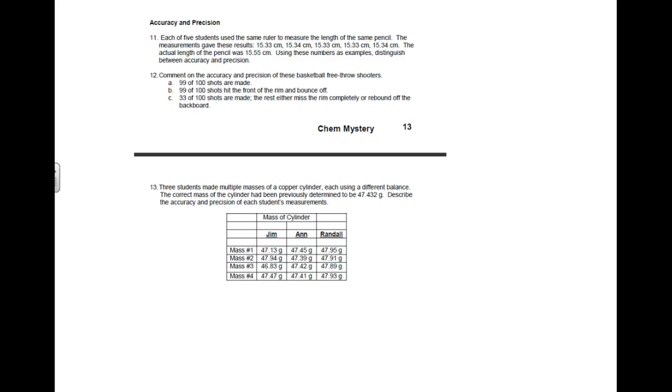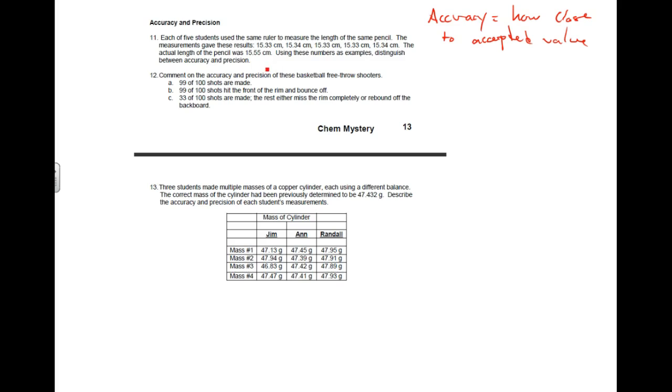All right, so this is a little bit harder question because you actually have to explain something based on data, which is actually what science is really about. So let's review. The word accuracy means how close to accepted value. All right, all of these people had 15.3 something.